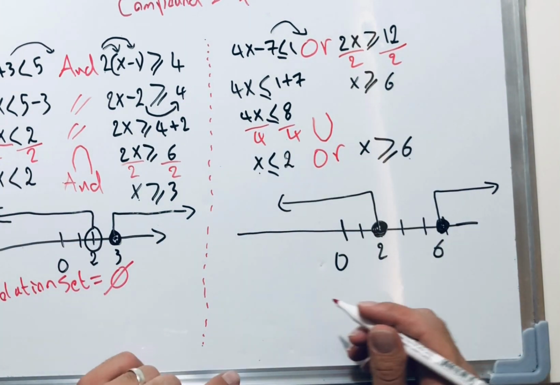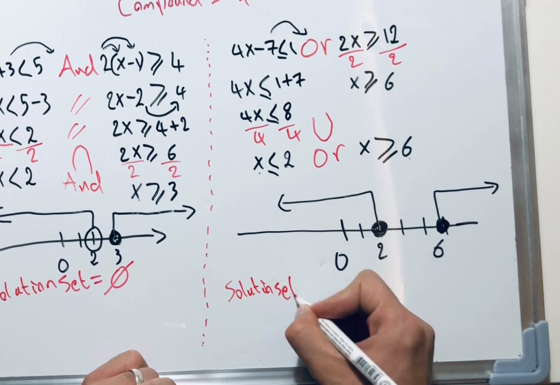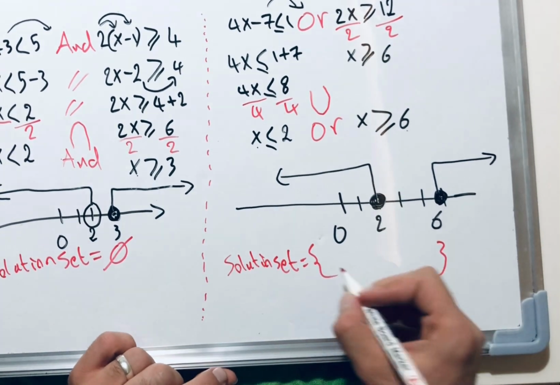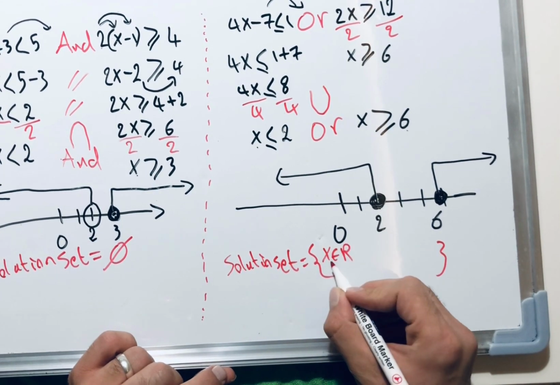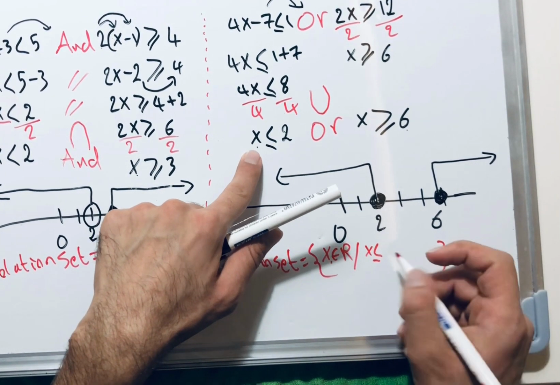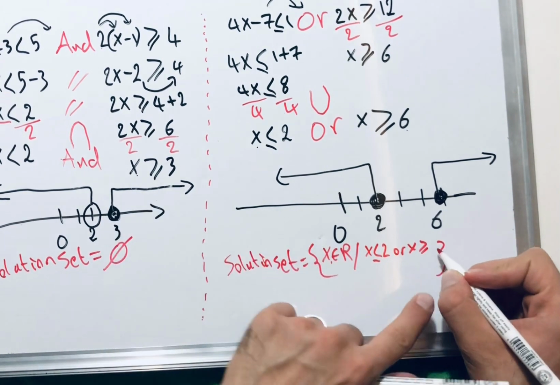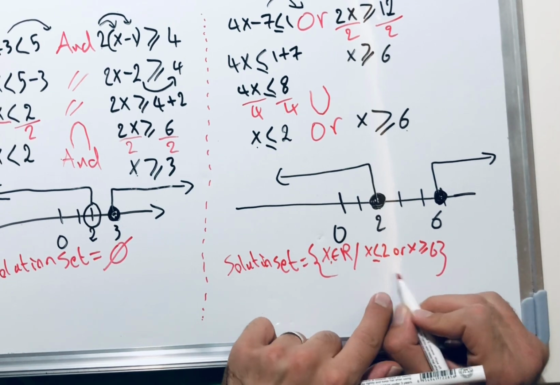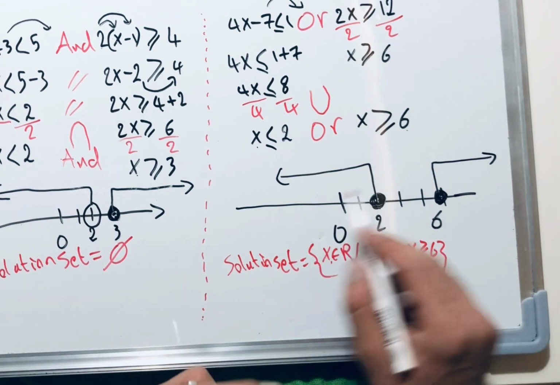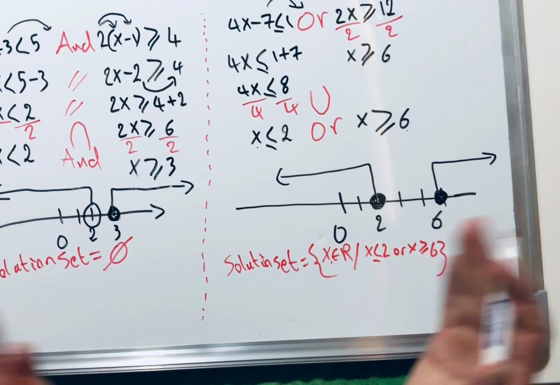So the solution set, actually this time it's not going to be empty, it's going to be a real number. So x is a real number where x is either smaller than or equal to 2, okay, or x is greater than or equal to 6. So it can't be both, okay, it can be, but any number that satisfies this, it's either from this part or that, okay? So that's the major difference between and or.